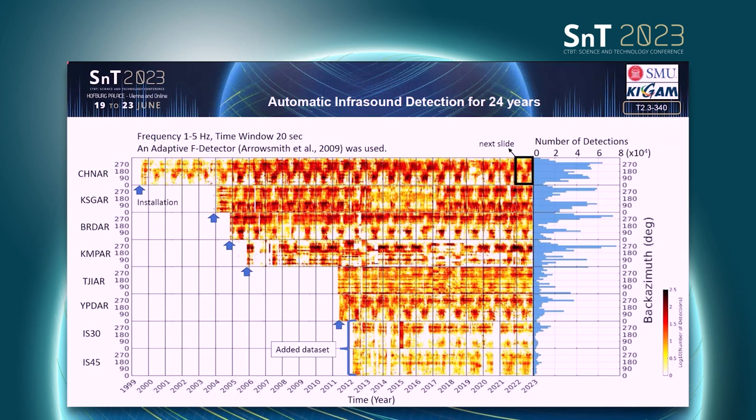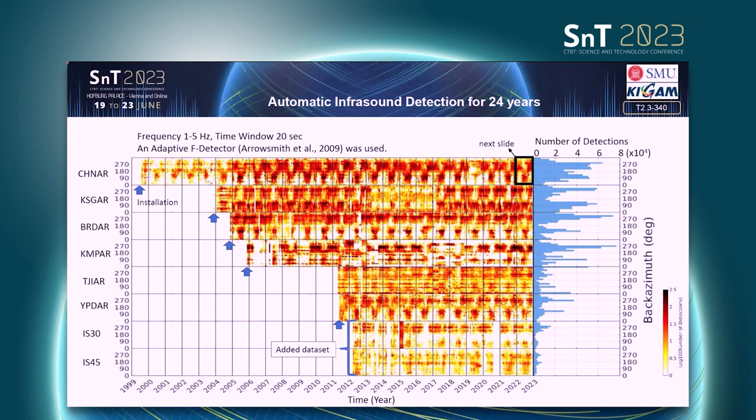So there was the KSJR, BRDR, and KMPR installation in the Korean Peninsula, which was the early stage of our installation. Later, in 2011, we added more testing arrays, TJIAR and YPDAR. We also added two additional IMS infrasound array station data. And from 2012, we have eight regional infrasound array datasets for our automatic procedure.